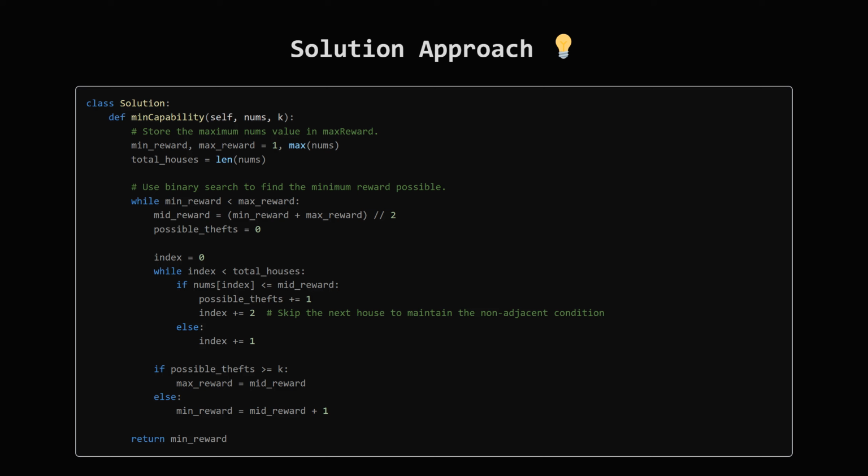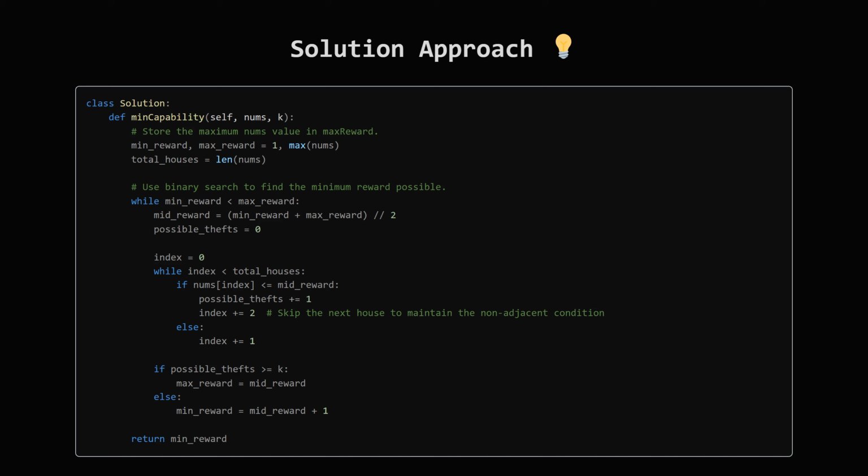Here's my solution. I used binary search. The search space is from 1, the smallest possible amount in a house, to the maximum value in the nums array. For each mid_reward, our potential capability, I iterate through the houses. If a house has less than or equal to mid_reward, I increment possible thefts, and skip the next house. If we can rob at least K houses with the current capability, we try a lower capability, otherwise we need a higher one. This continues until we find the minimum.